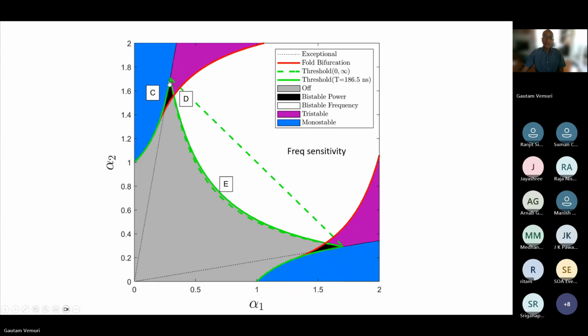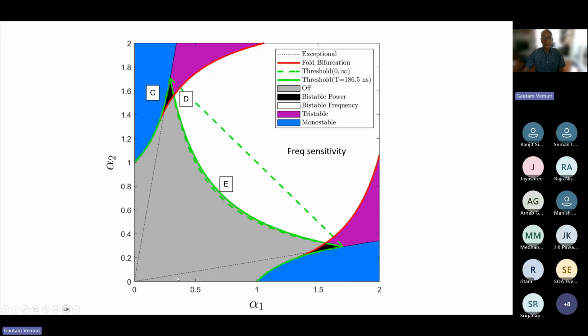But now, this dashed line here is if the time delay is 0. And this dashed curve here is if the time delay is infinity. For our experiments, and for these simulations, we have chosen the time delay to be 185 nanoseconds, which is closer to infinity. This curved piece remains the same no matter what the delay is. 0, infinity, 185 nanoseconds, it doesn't matter. That threshold remains the same.